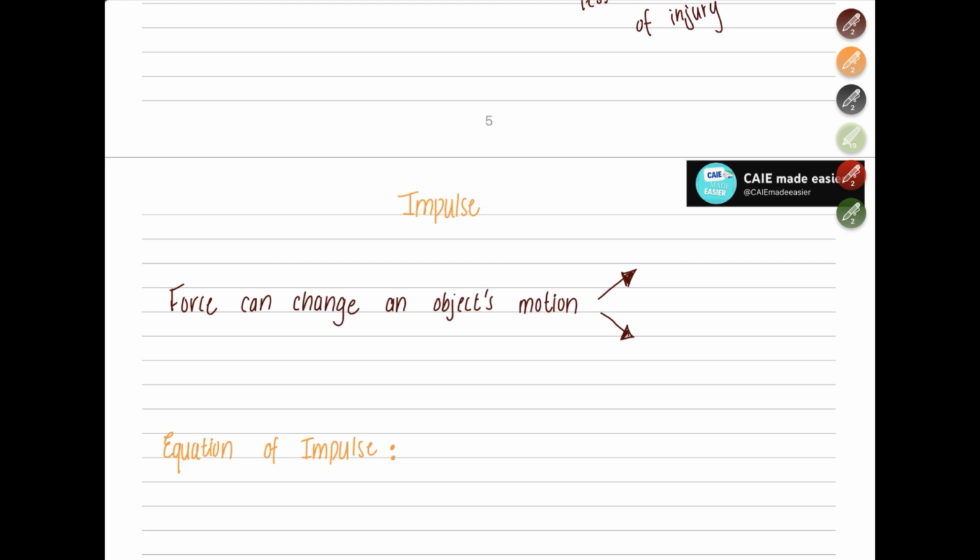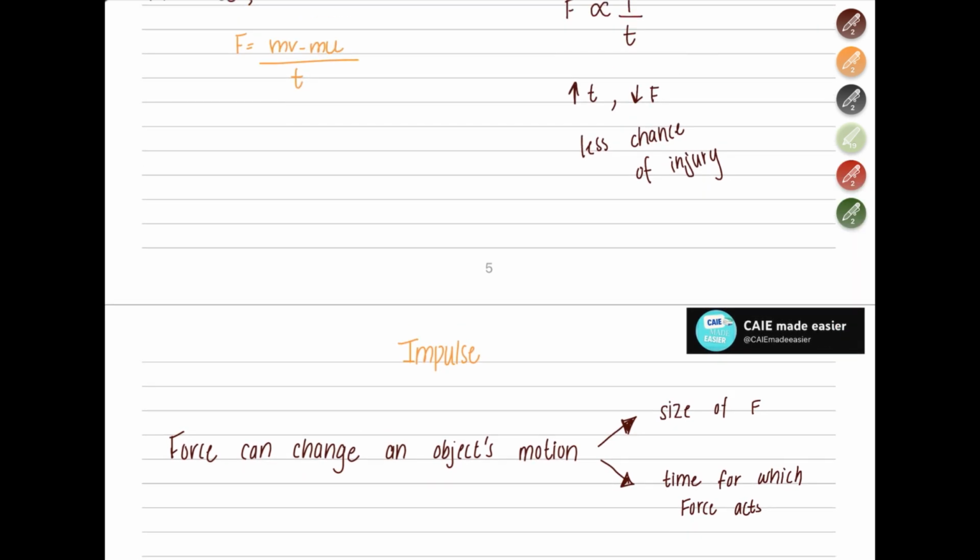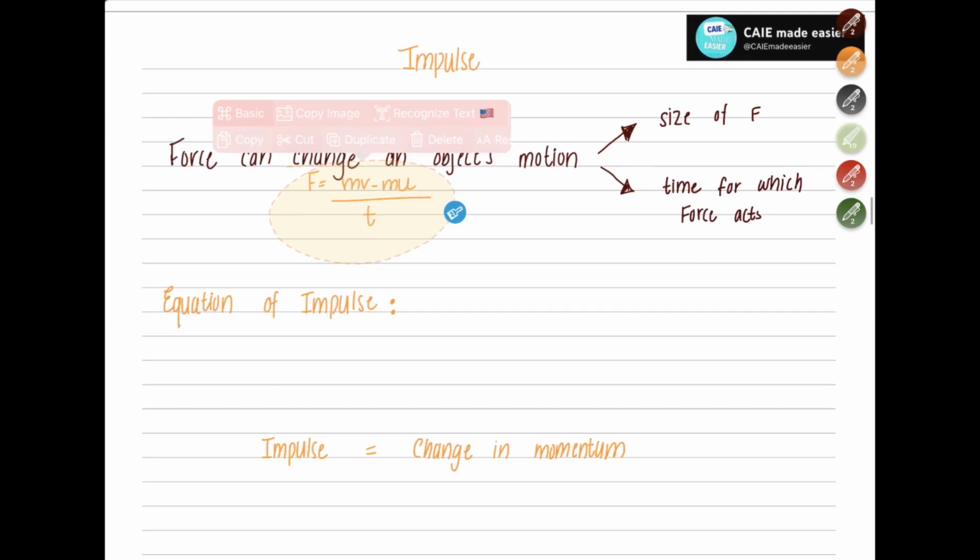It depends on two factors. It depends on the size of the force: if the force is greater, the change in motion will be greater. It also depends on the time for which the force acts: if the force acts for a greater time, the change in motion will be greater. Based on that, let's write down the equation of impulse.